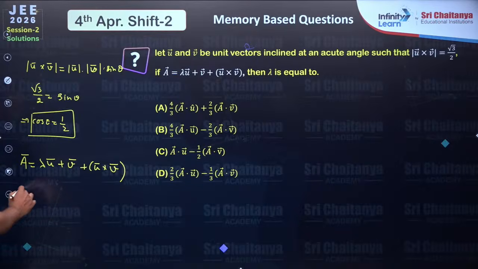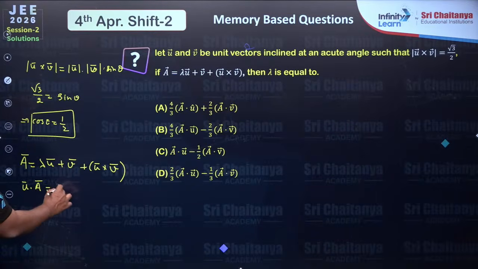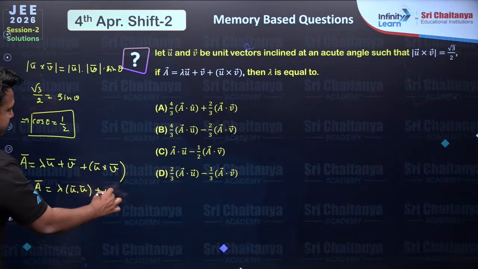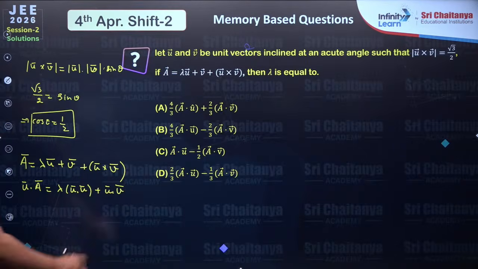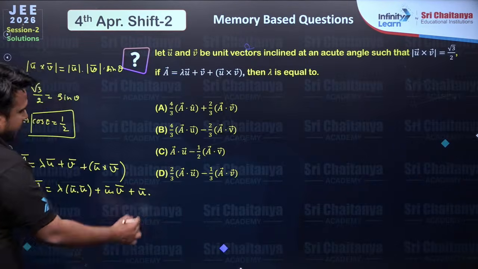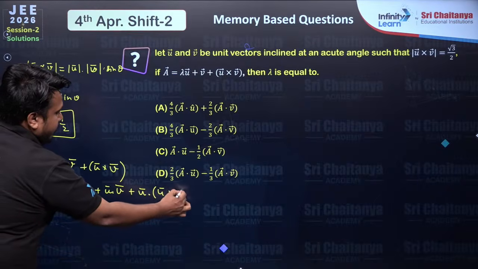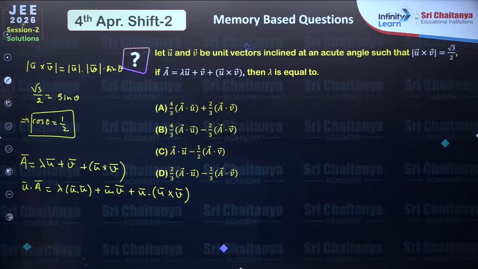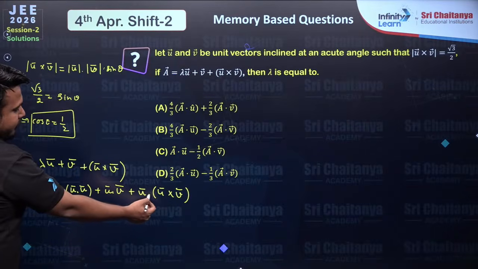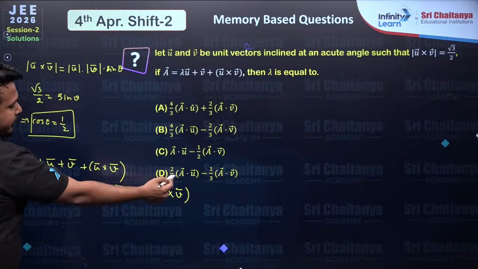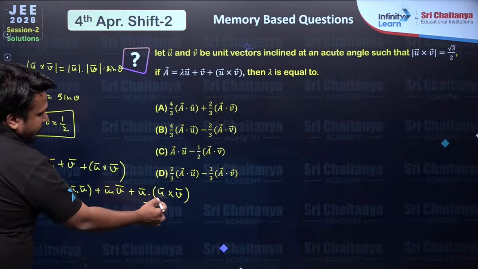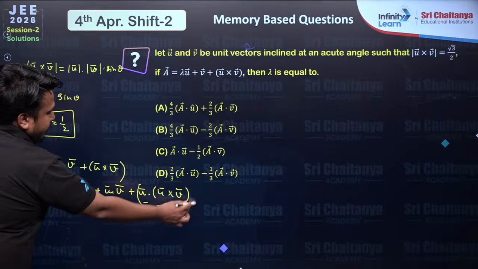So if I take u bar dot a bar, as I know my answers are in terms of a bar and u bar and v bar. So u bar dot a bar will be lambda times u bar dot u bar plus u bar dot v bar plus u bar dot u bar cross v bar, right? Now the dot product of a vector on the cross of that vector and some other vector will be the box of u bar, v bar. So this quantity will be 0.